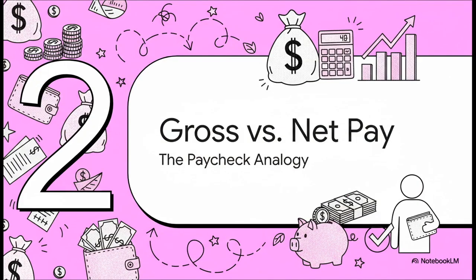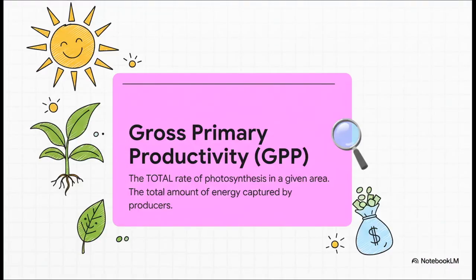All right, to really lock this next part in, we're going to use an analogy that I think everyone can get behind: getting a paycheck. This is the perfect way to explain the two most important types of productivity. First up, we have what's called gross primary productivity, or GPP. Just think of this as your gross pay. You know, that big, exciting number you see on your paycheck before they take anything out. It's the total absolute amount of energy that plants manage to capture from the sun.